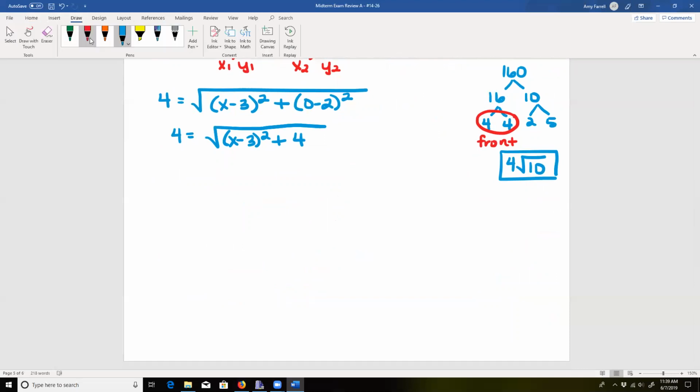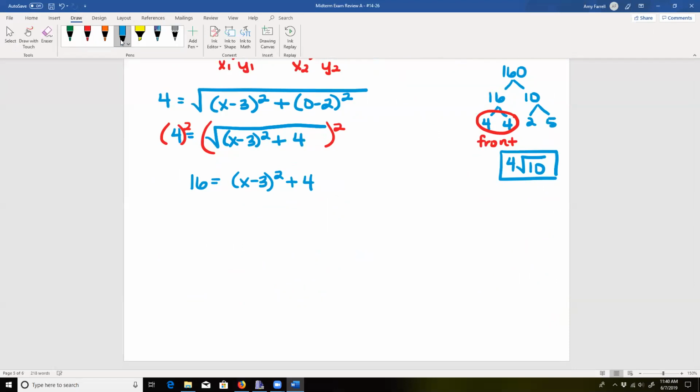And we've seen a couple square root equations in this review already. We know that we can square both sides of an equation, and that when you square a square root, it's gone. So I'm going to choose to square both sides. When you square 4, you get 16. When you square a square root, it disappears. You just get what's underneath.